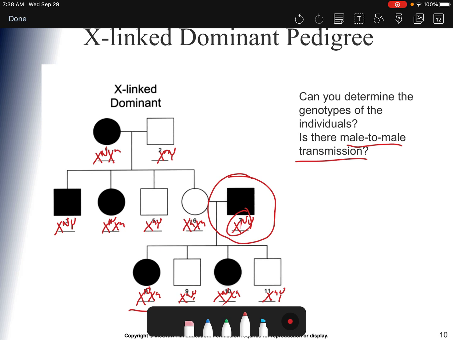So again, a little bit different. You're kind of keeping the same kind of ideas in terms of looking for genotypes, phenotypes, and inheritance patterns, but it's only on the X. So you have to really remember now the difference with males and females and the number of X chromosomes they have.